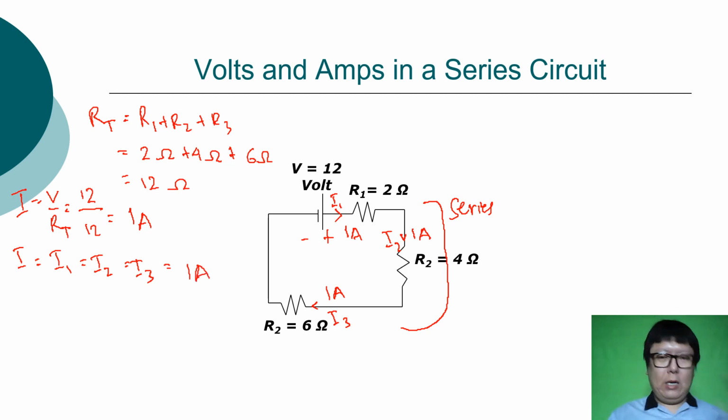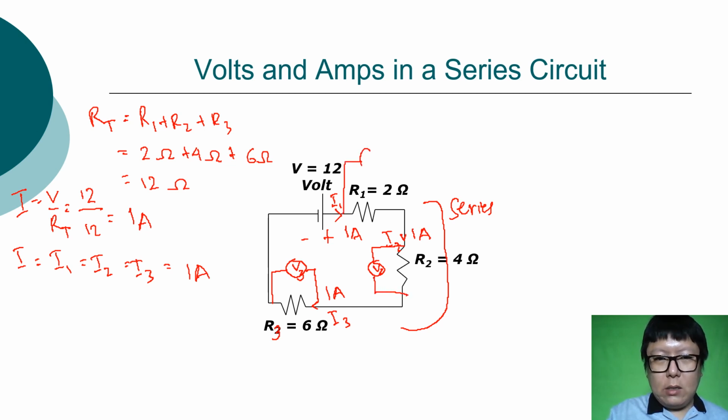Okay, now we are going to discuss the potential difference, or the voltage, in each resistor. How to measure the voltage in each resistor? You have to connect the voltmeter in parallel, right? So like this. This is V3, so this one should be R3. Okay, and here is V2, and this one is V1.